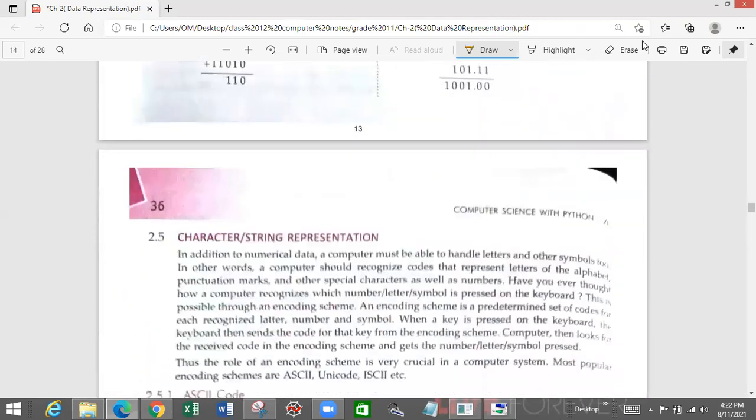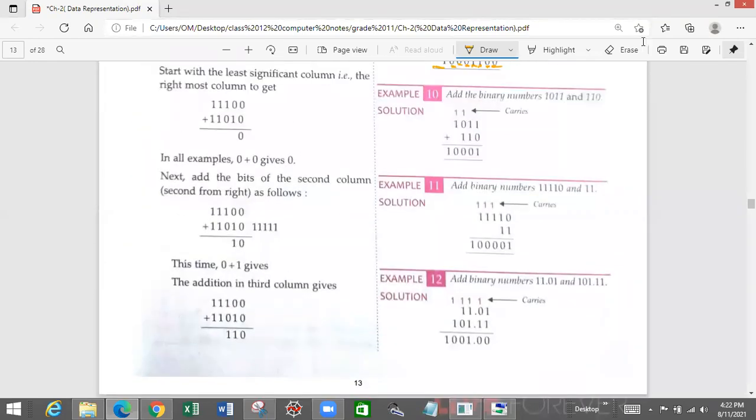So these are the rules which are related with binary addition. And now I'll be giving few questions that you practice and you tell me the answers.